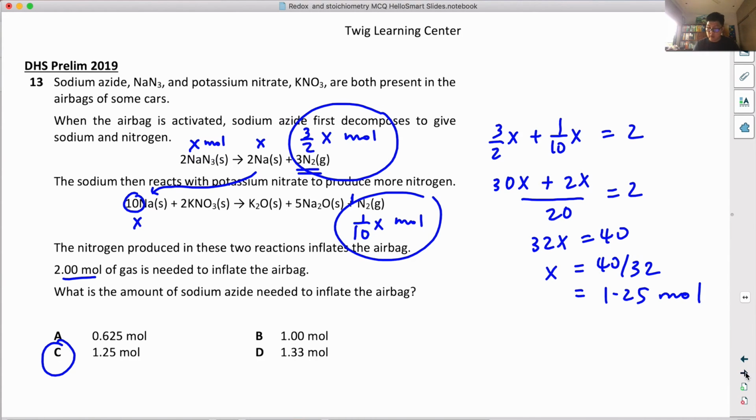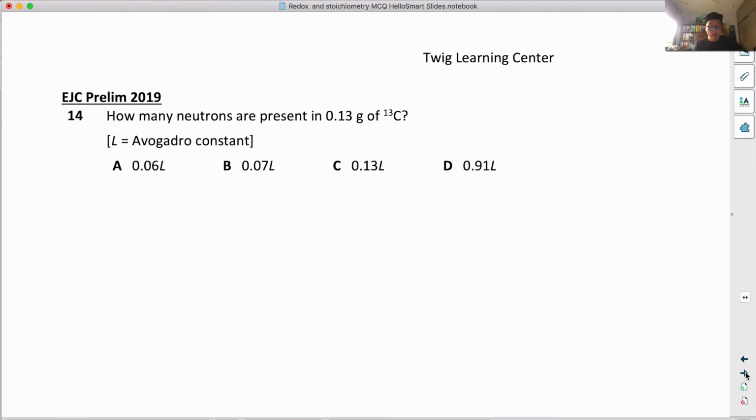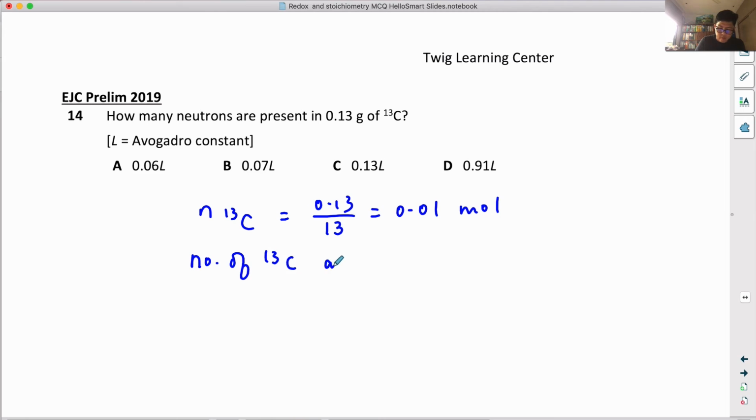Let's try the next question, question 14. How many neutrons are present in 0.13 grams of this carbon isotope? The number of moles of this carbon isotope will be 0.13 divided by the mass number, which is 13. This gives you 0.01. So how many neutrons? The number of atoms equals 0.01 times Avogadro's constant, which means you times L.